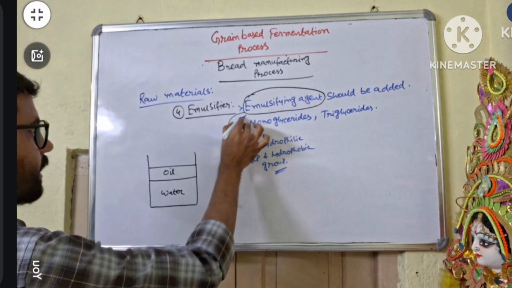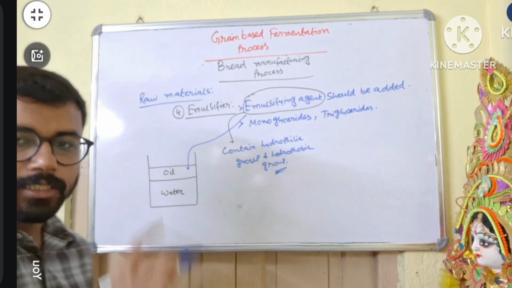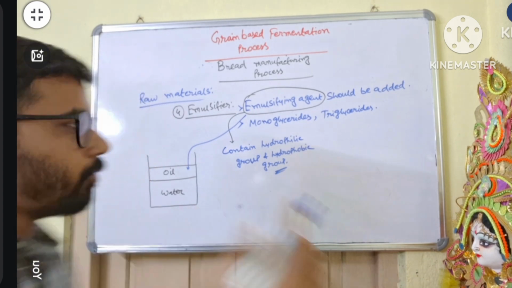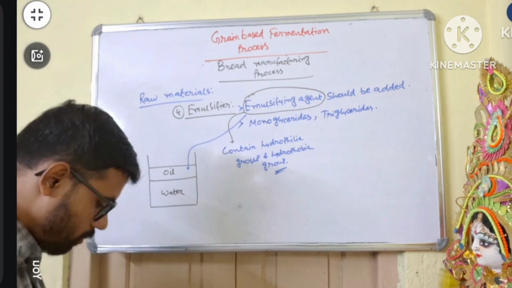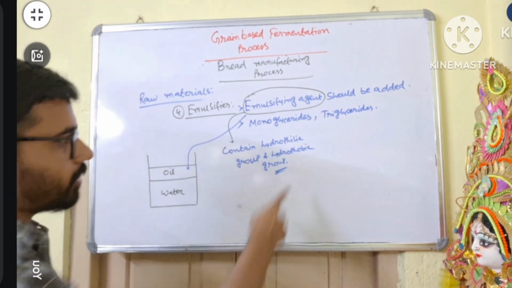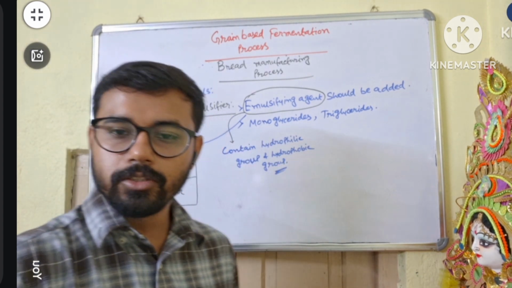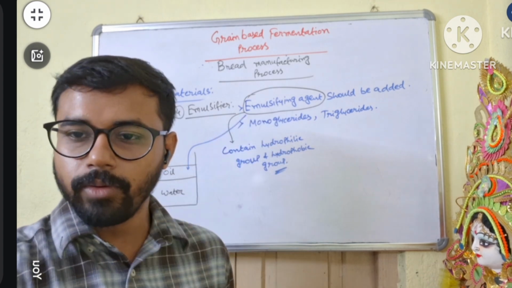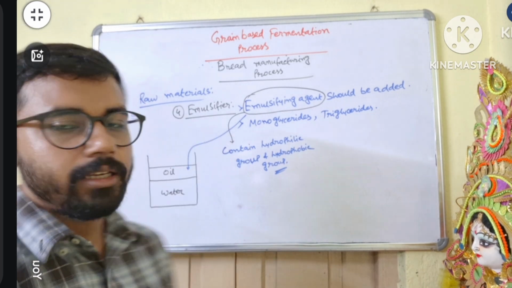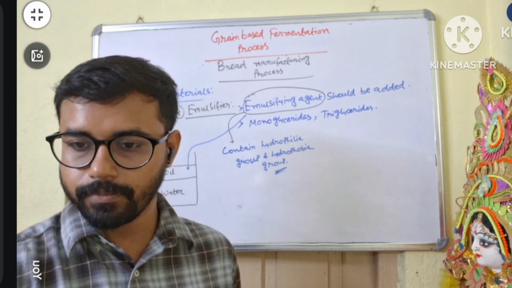But when you add an emulsifying agent into this bucket, the oil and water, which are immiscible, meaning they do not mix, become well mixed. Because this emulsifying agent can bind with the oil because it has a hydrophobic group, and it can bind with the water because it also has a hydrophilic group. So it creates bonding between oil and water and makes the mixture uniform.